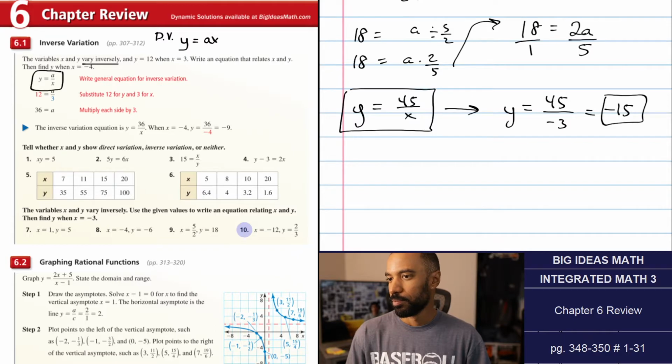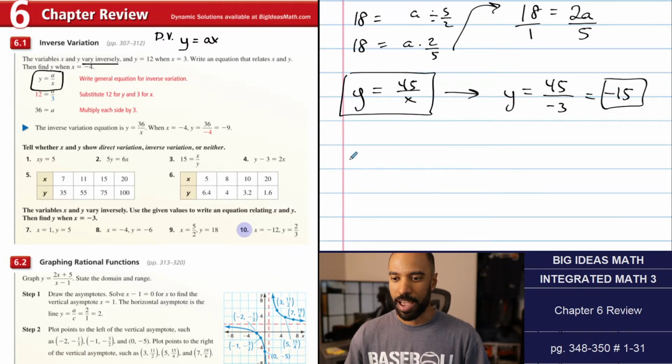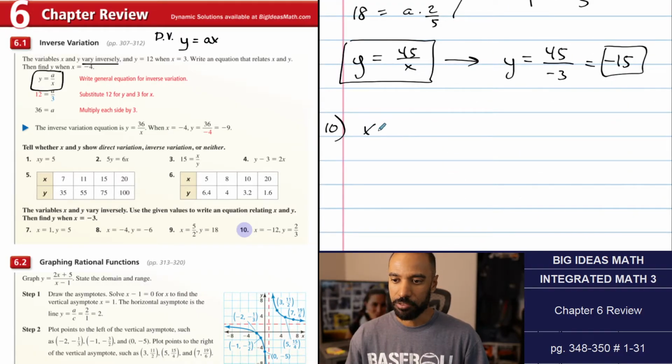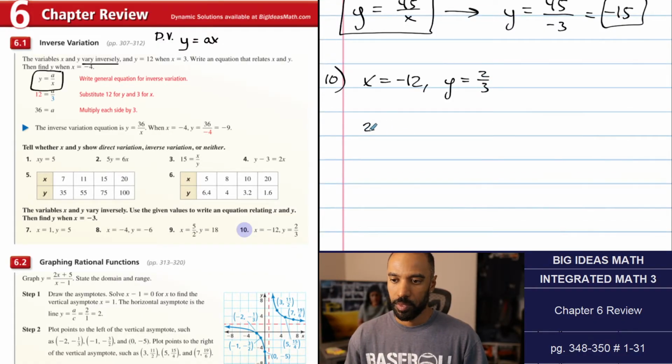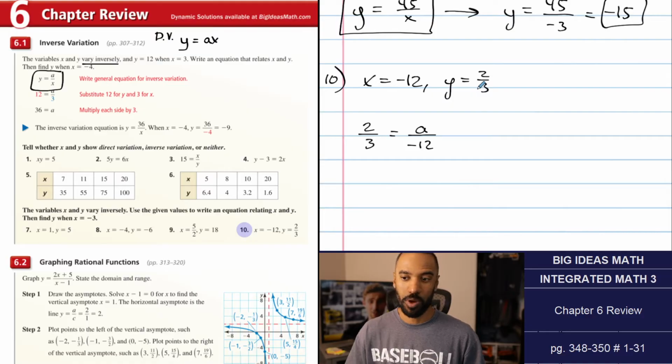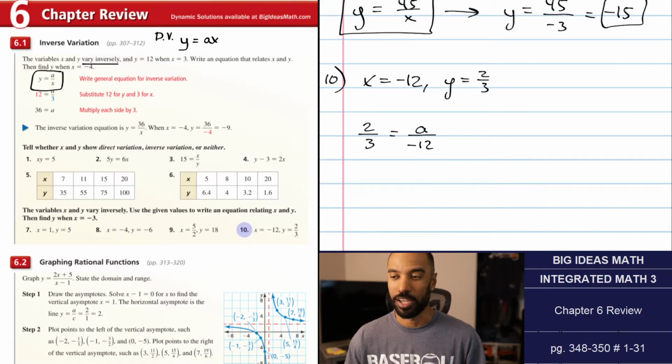Number 10, probably to the same effect. There's a fraction here, and it's on y this time. We have x equals -12 and y equals 2/3. Now in this case, y equals a over x. This is truly a proportion this time. This is one where maybe cross multiplication is the best thing for you. You can cross multiply the 3 up there, or you can just multiply both sides by -12. So let me give you two options. One is cross multiplication, and then you divide by 3.